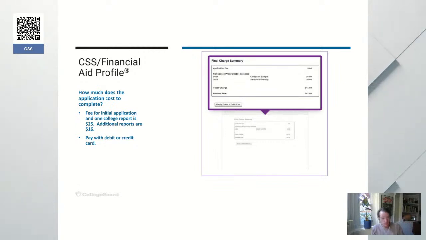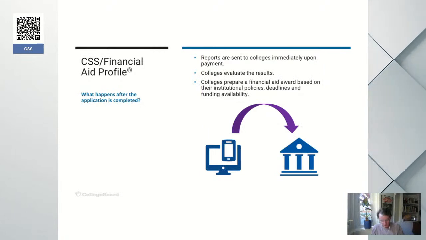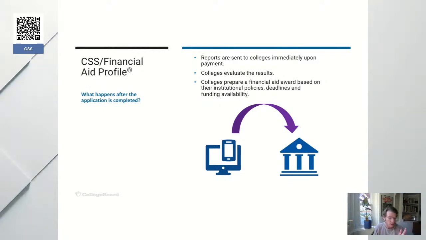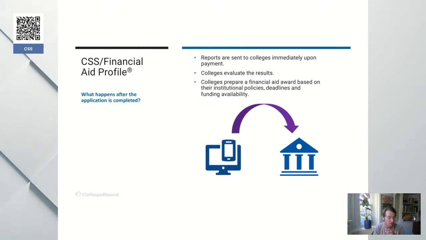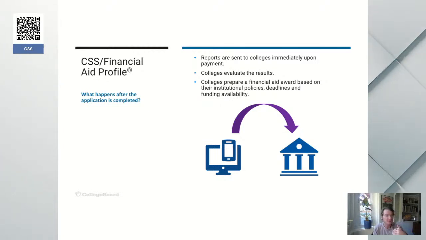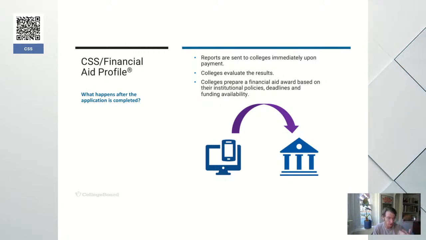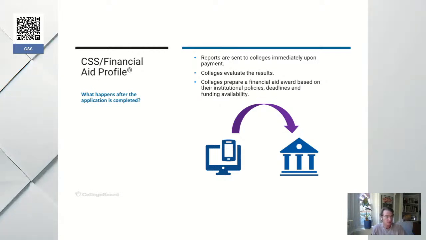And then one more slide before I give us some other information. So we send your report immediately to the university as soon as you pay it. And then the college will be able to look at the results, and then they prepare a statement about what their financial aid award will be, and they send it directly to you. Okay, so we send it off, we package it all up in the way that they want, and then they're going to reach out to you directly about it.